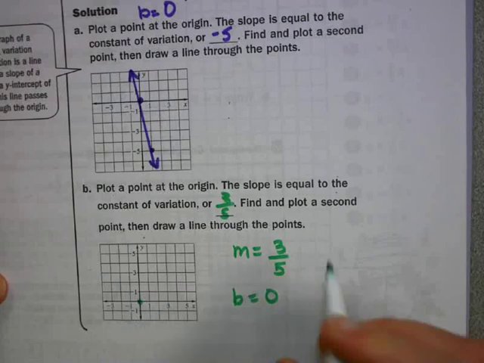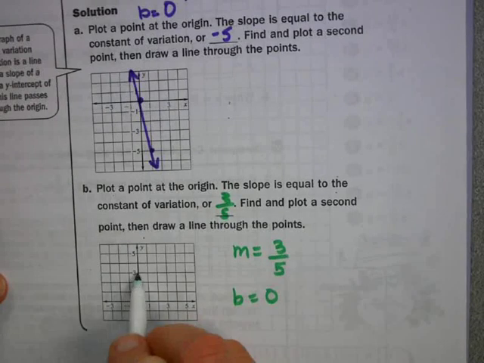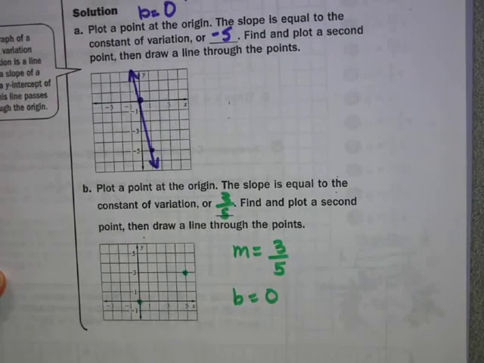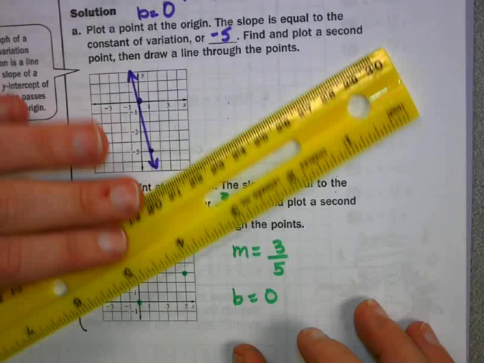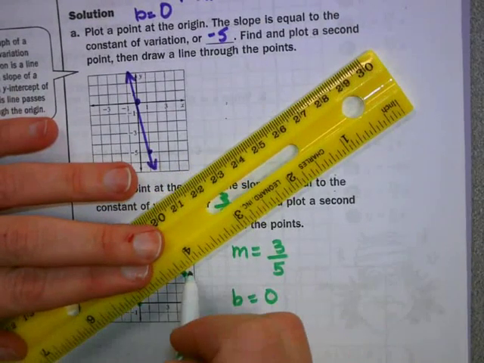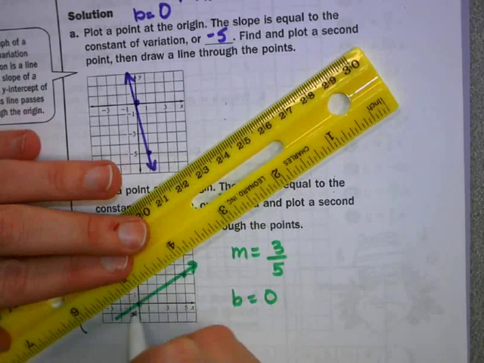Start at 0, 0. Rise over run, so we go up 3, right 5 this time. It's not steep. It's going up, and it's crossing the origin. It's meeting all of my predictions.